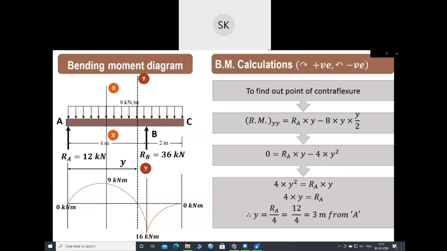So in this way we can find out the beam reactions, we can draw the shear force and bending moment diagram, and we can find out point of zero shear as well as point of contraflexure in case of a simply supported beam carrying uniformly distributed load over the entire span length and having an overhang on the right hand side. Thank you very much for watching.